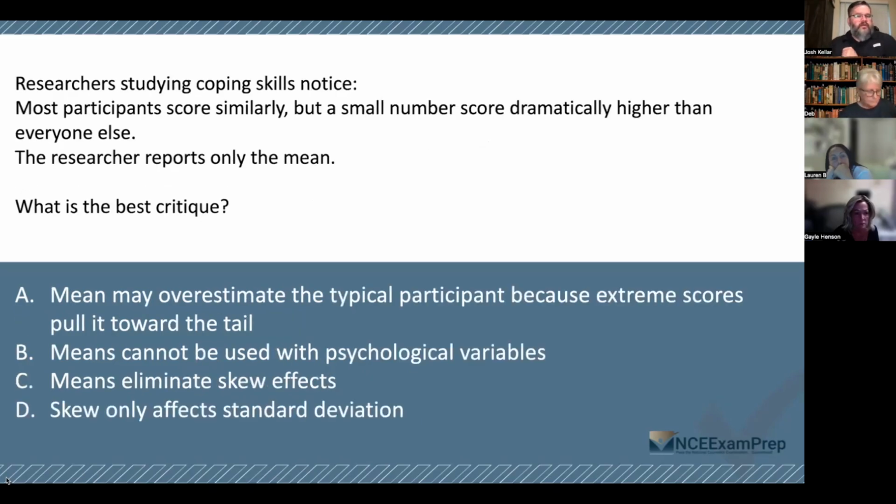Okay, last one. Researchers studying coping skills notice most participants score similarly, but a small number score dramatically higher than everyone else. The researcher reports only the mean. What is the best critique? The mean may overestimate the typical participant because extreme scores pull it towards the tail. Means cannot be used with psychological variables. Means eliminate skew effects. Or skew only affects standard deviation.